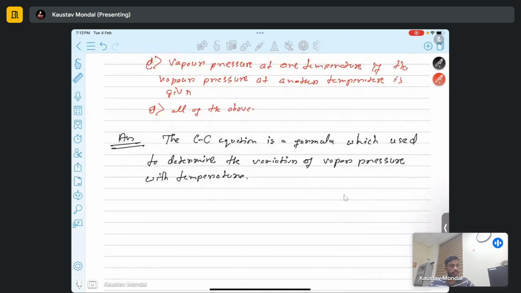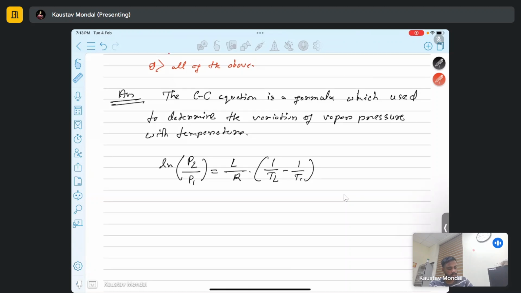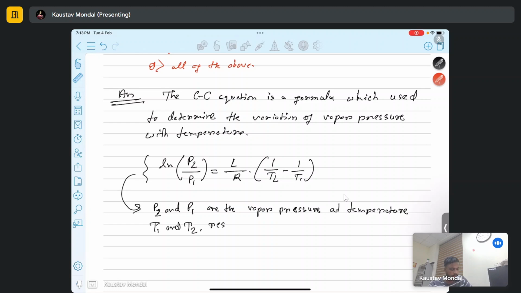Okay, now let me write the equational form of this formula. Basically log of P2 by P1 will be equal to L by R into 1 by T2 minus 1 by T1. So let me state each and every term in this equation. P2 and P1 are the vapor pressures at temperatures T2 and T1 respectively.